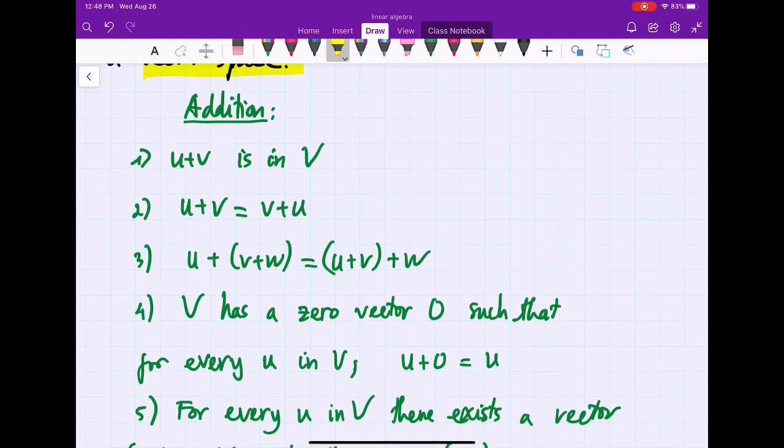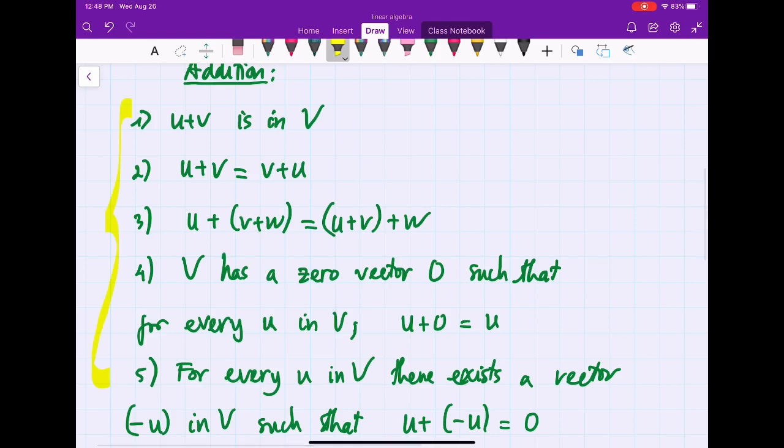We have 5 properties for addition right here. The first property says V is closed under addition. The second property is about commutativity, meaning if you interchange the positions of u and v, you get the same sum, and of course this vector is in V. The third property is the associative property. So you might add these two vectors first, or you might just do the addition of u and v first.